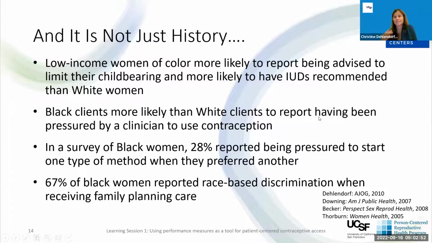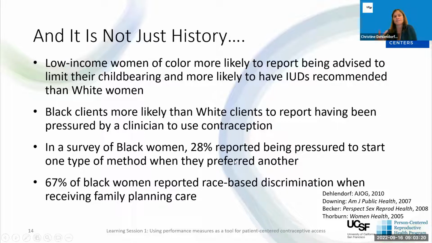And the evidence that this is ongoing in history, in our current healthcare system, has included studies, for example, that have found that low-income women of color are more likely to be advised to limit their family size. They're more likely to be pressured to use contraception. Black patients specifically are more likely to report having been pressured. And one study of 500 Black women found that 67% of them reported race-based discrimination when receiving family planning care.